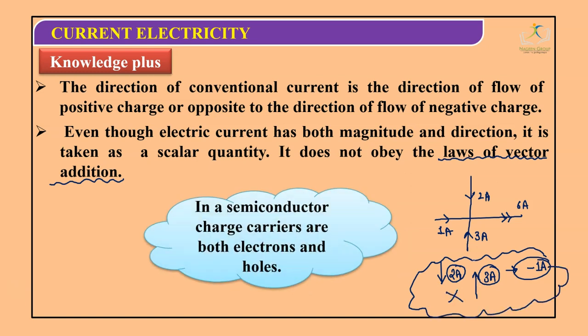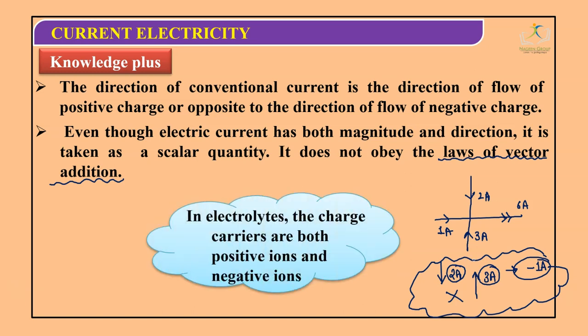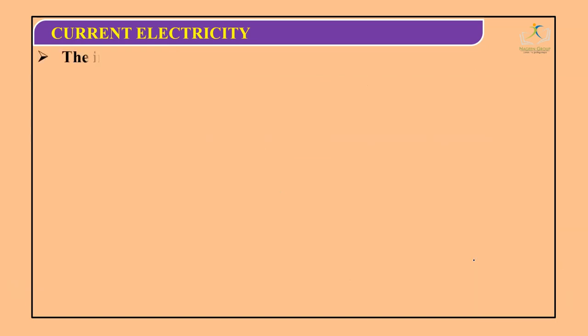This kind of effect we can see in vector addition, which can't happen in the case of current. In a semiconductor, charge carriers are both electrons and holes, and in an electrolyte, the charge carriers are both positive and negative ions.